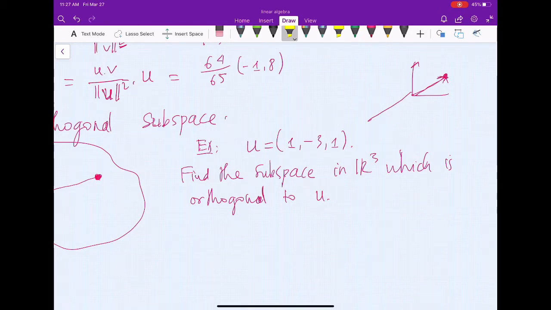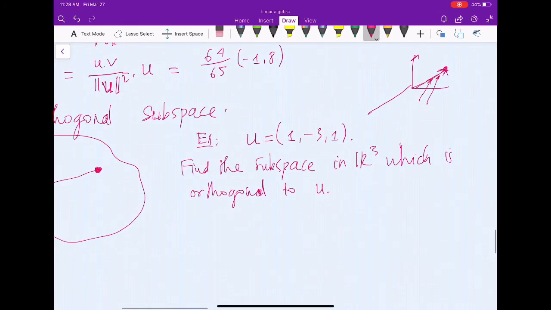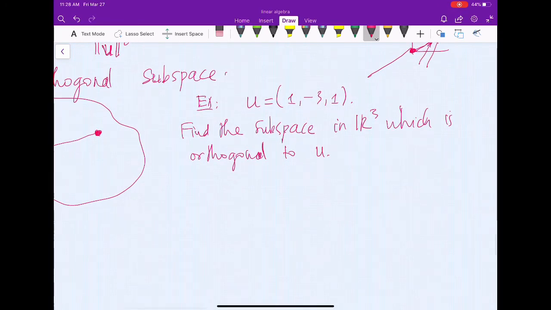But be careful with this. We cannot just say all vectors orthogonal to this vector will form a subspace of R3. Don't forget that, because our subspaces should contain 0. Makes sense? So basically they should pass through the origin. All right, so we can solve that easily.